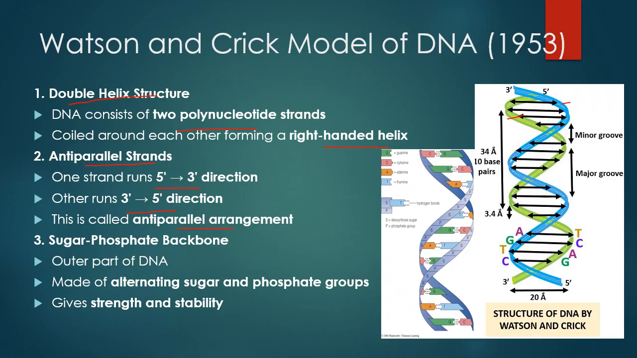Okay, and then the sugar phosphate backbone. When you take the outer part of the DNA, these two strands are wound around each other, and they are made up of alternating sugar and phosphate groups. As you can see in this picture, this is the first strand, this is another strand, and there is sugar, phosphate, sugar, phosphate, sugar, phosphate. So the outer strands are made up of alternating sugar and phosphate groups, and this gives strength and stability to DNA.